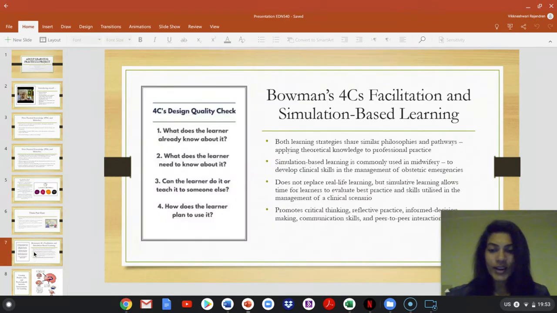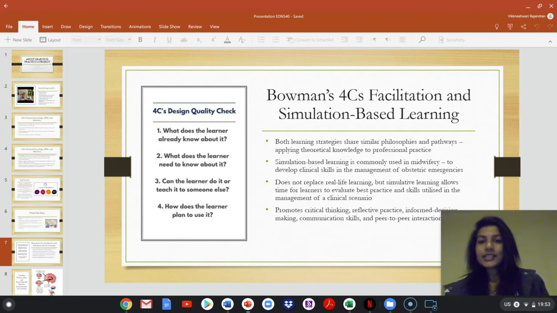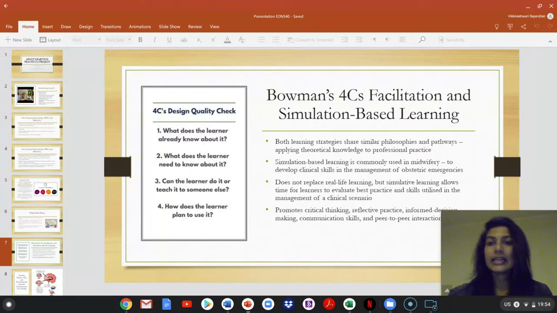The next framework that I've used is Bowman's 4C's facilitation. And the thing that I've realized is that it is so similar to simulation-based learning. So Bowman's 4Cs and simulation-based learning pretty much share the same philosophies and pathways, because it is about applying theoretical knowledge to professional practice. And that's exactly what simulation-based learning is.